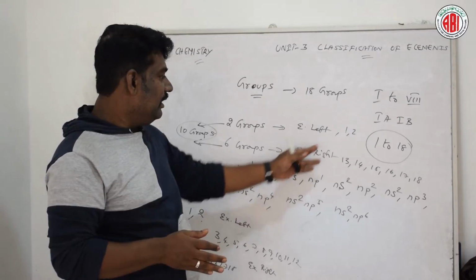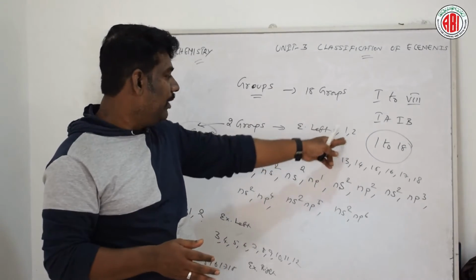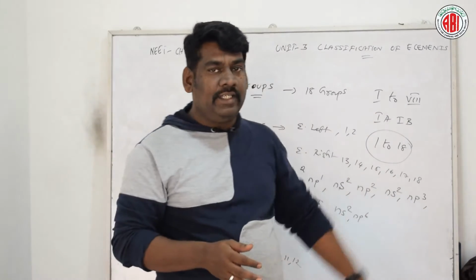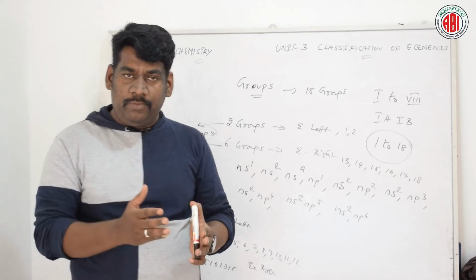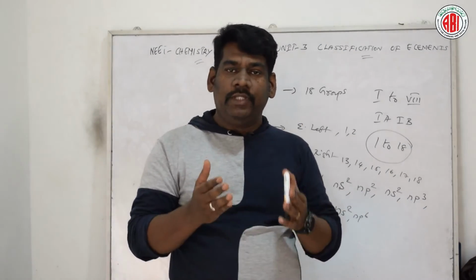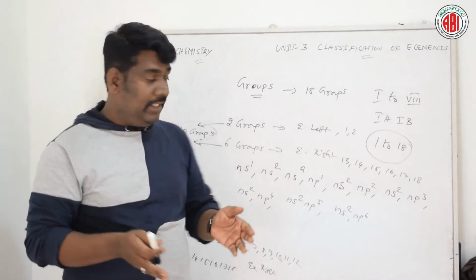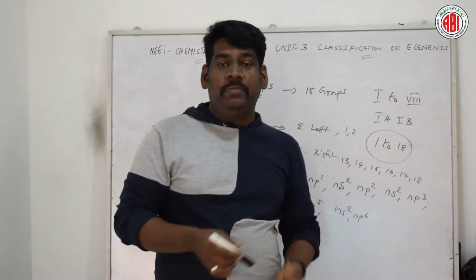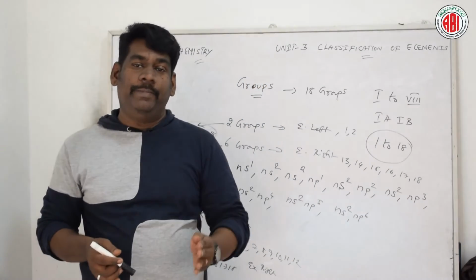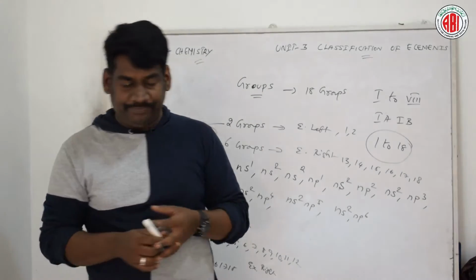As we discussed, the beginning groups 1, 2 and 13 to 18 are labeled as A groups, like 1A group, 2A group, 3A group respectively. These particular 3 to 12 groups are labeled as B groups, and these B groups are numbered 1B group, 2B group, 3B group, and it goes on like that.